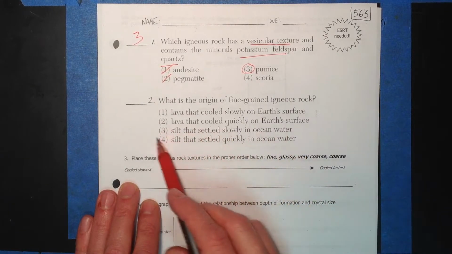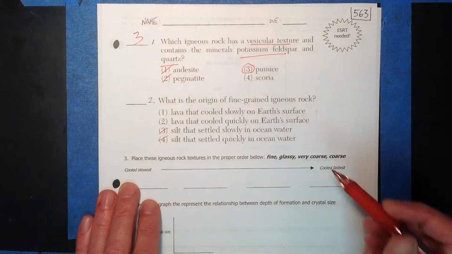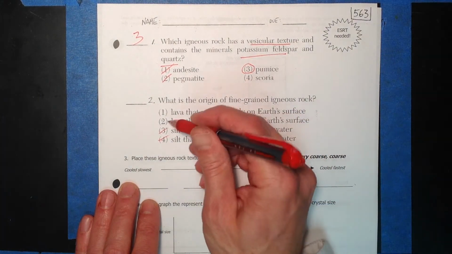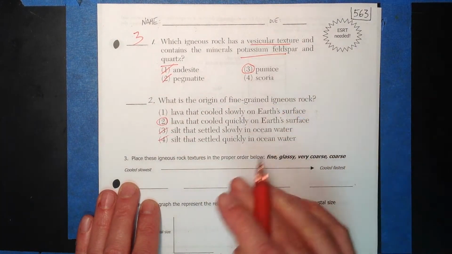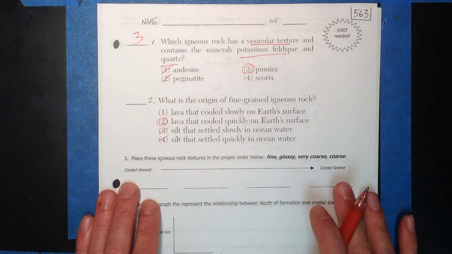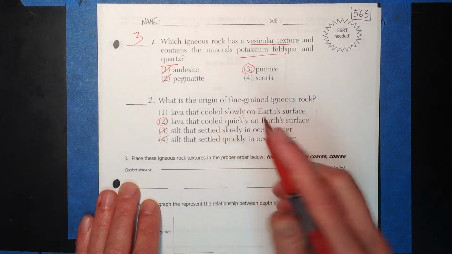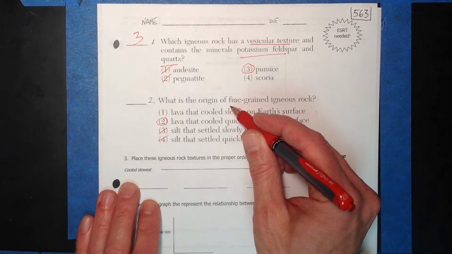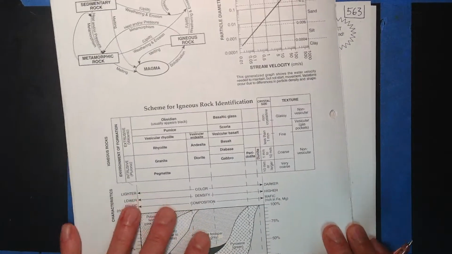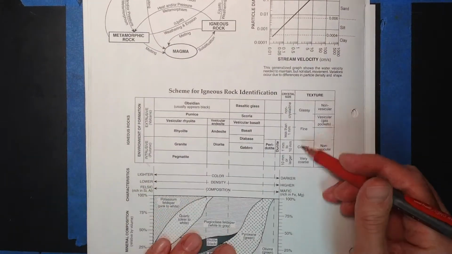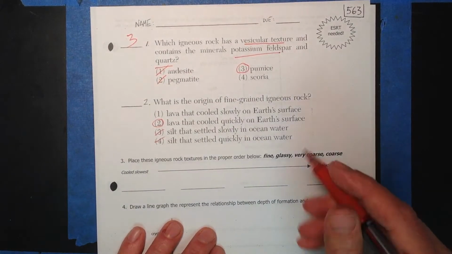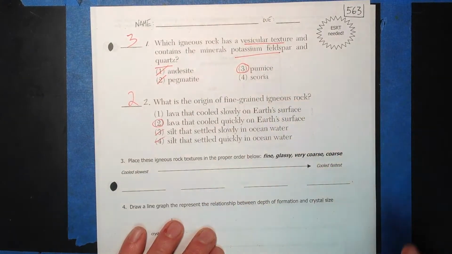That's sedimentary rock. So it's not 3 or 4. You can cross those out. Lava that cooled slowly on Earth's surface or quickly on Earth's surface, and it's going to be 2. Cooled quickly. Cooled slowly is not going to occur on the surface. It's going to occur below the surface, underground, and that slow cooling gives you a larger crystal size, a texture that would be either coarse or very coarse. But fine, cooled quickly on Earth's surface, and that would be choice number 2.